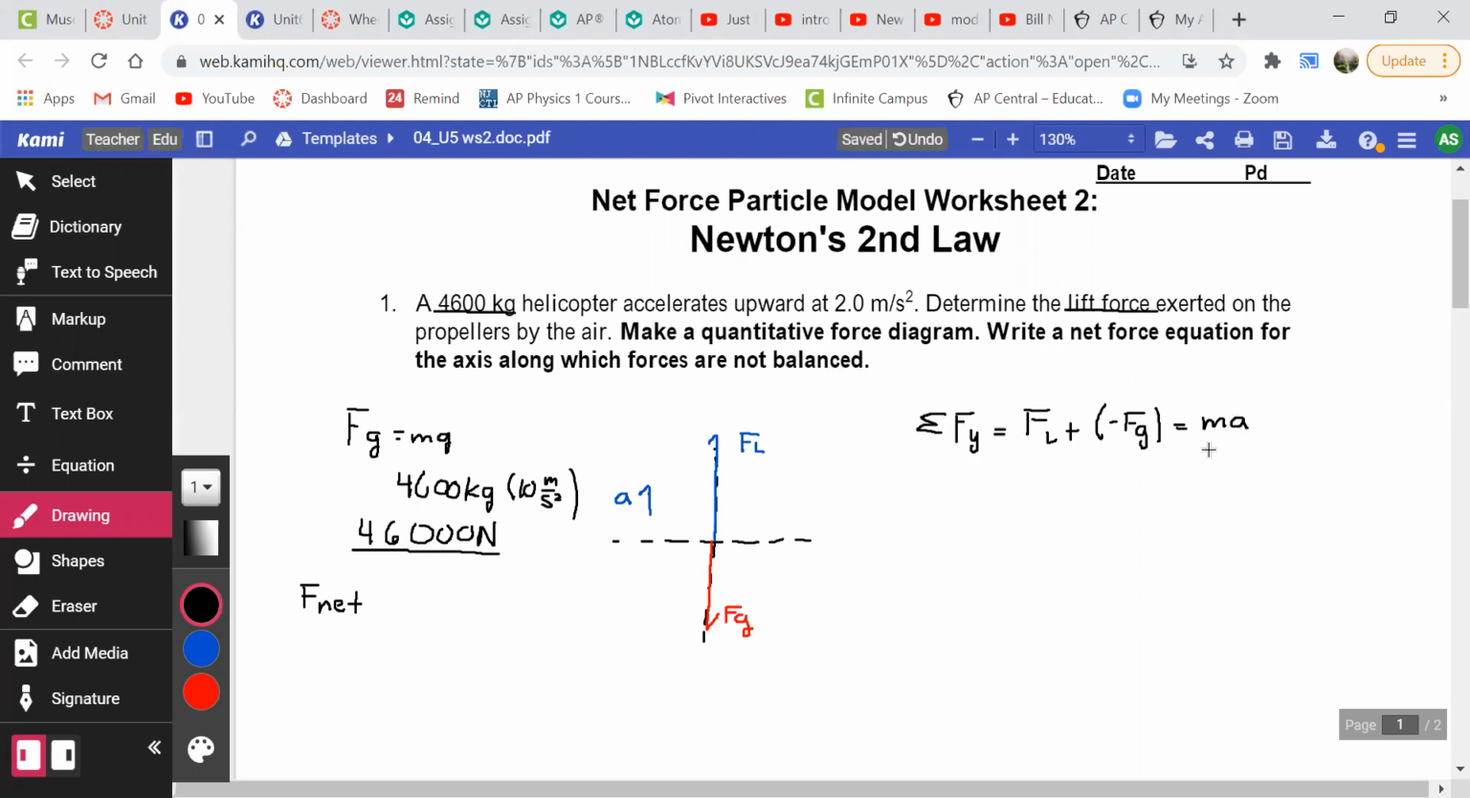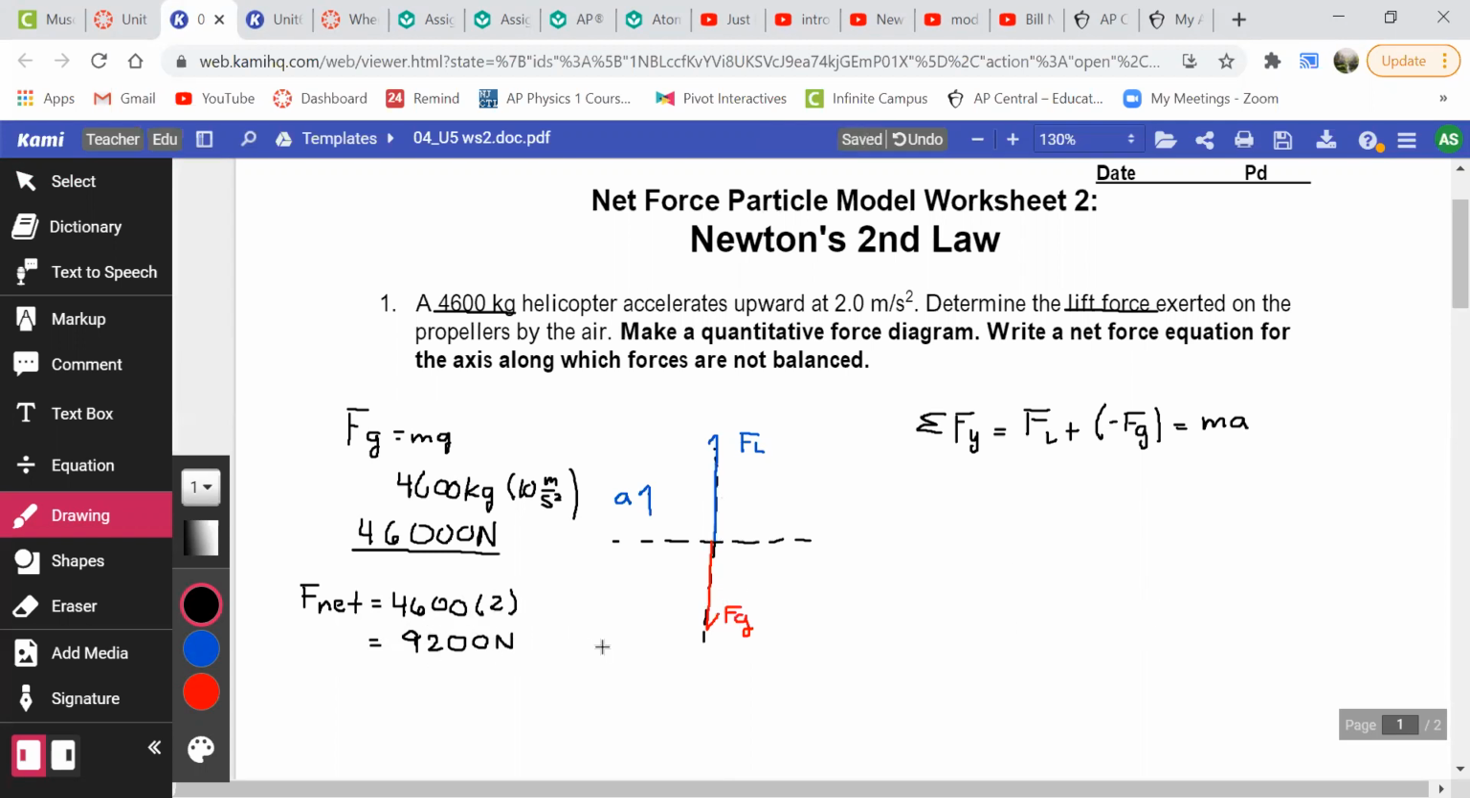I've just expanded the statement of what net force actually is. I want to figure out what this value right here is. So that's going to be equal to 4,600 times 2. That's going to be the mass times the acceleration. Well, we are going to get the net force for this entire helicopter is going to be 9,200 newtons. So that means that after the lift force battles against gravity, it wins with a margin of 9,200 newtons. That means that it must be greater than gravity by that value.